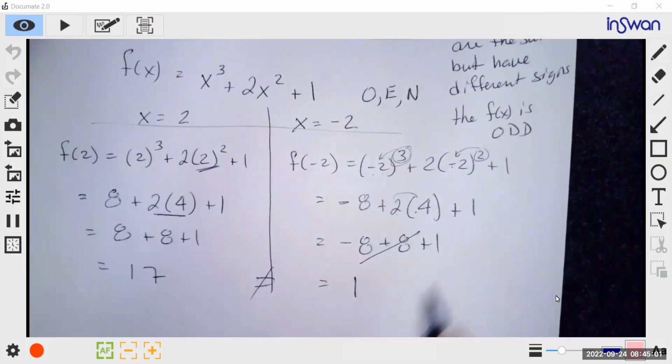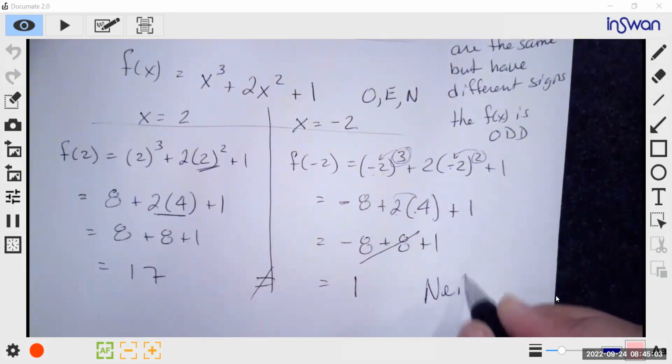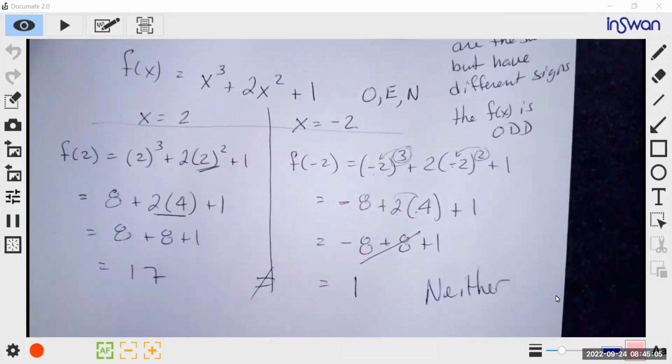So since they're not equal, this equation is neither even nor odd. It's neither.